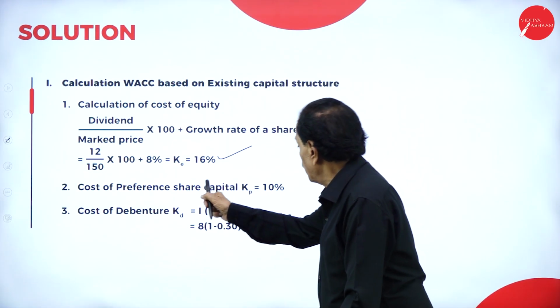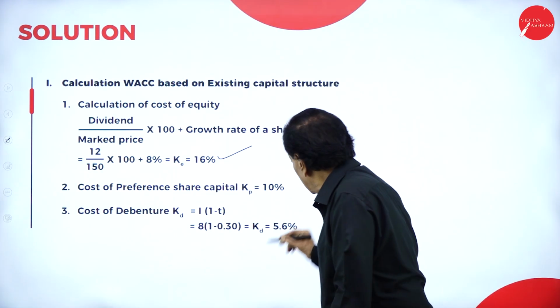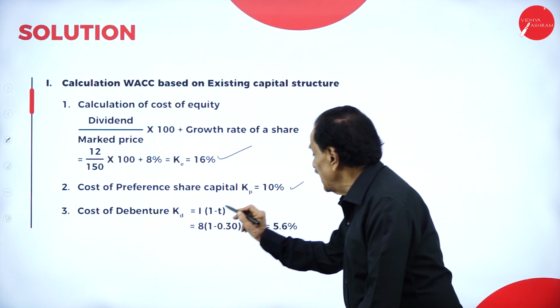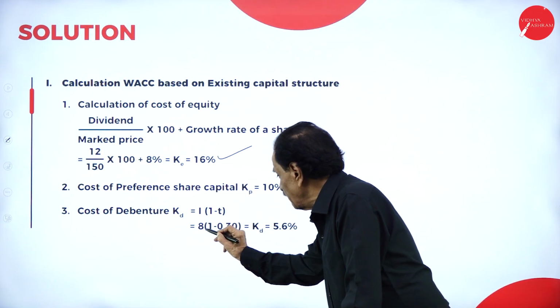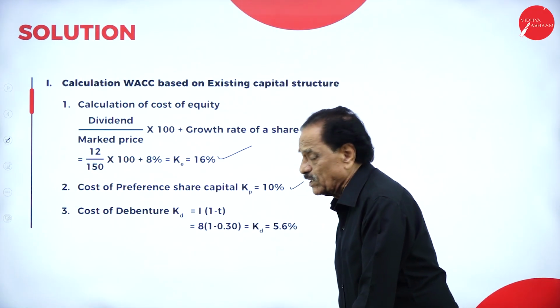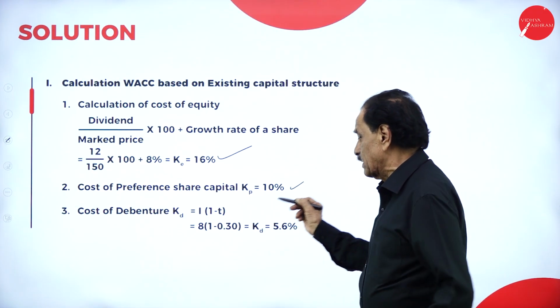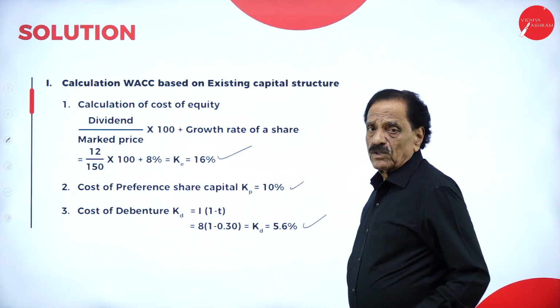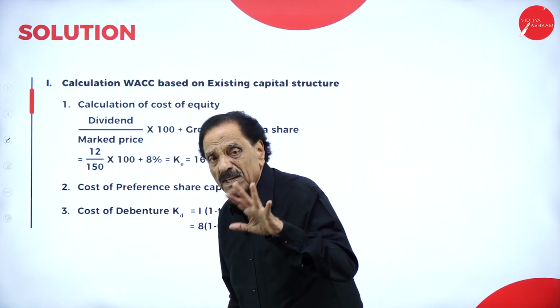Then the cost of preference share capital is given as 10%, so that need not be worked out. Cost of debenture, KD = I into (1 minus T). The rate of interest is 8, where I means interest. (1 minus T) means 0.70, and 0.70 into 8 comes to 5.6. So you must remember the formula very well.